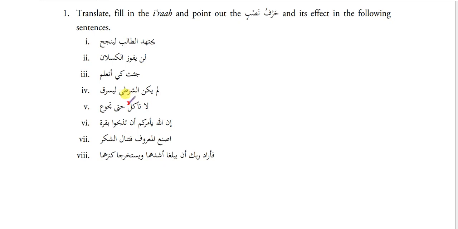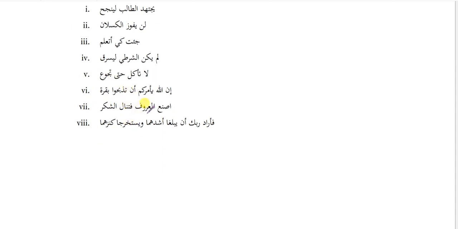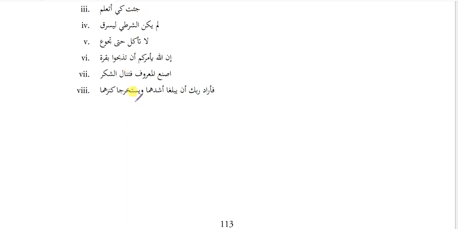La ta'kul, sorry, la ta'kul. This is la of prohibition. So la ta'kul hatta tajua. So lam here is lam jazima, and after hatta there is an, and this is tajua. Do not eat until you are hungry. Inna Allaha ya'murukum an tasbahu. It was actually tasbahuna, but when an is added, the noon is removed and it becomes tasbahu bakaratan. Indeed, Allah is giving you an order that you should slaughter a cow.